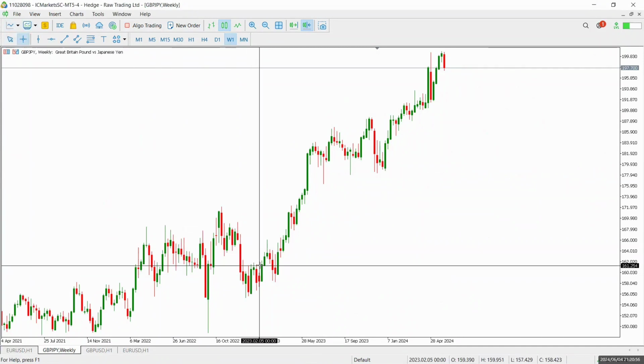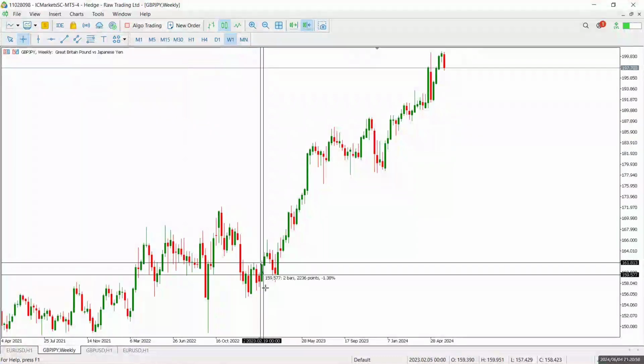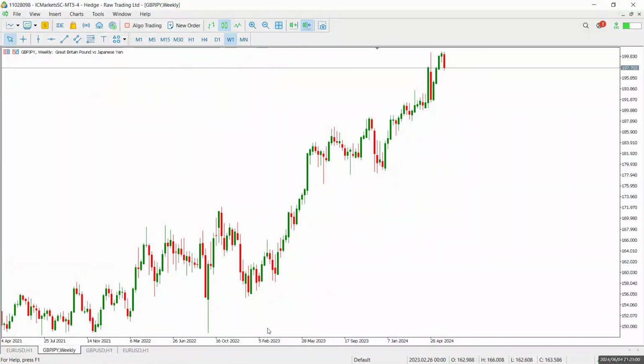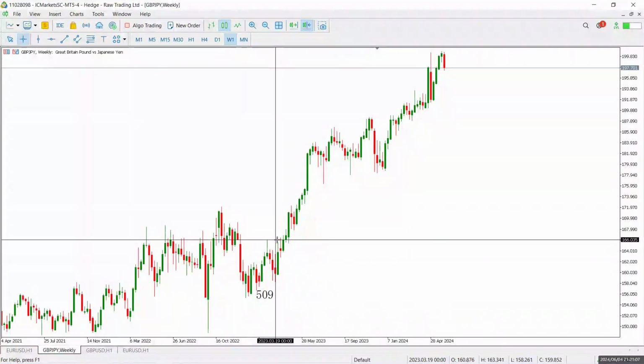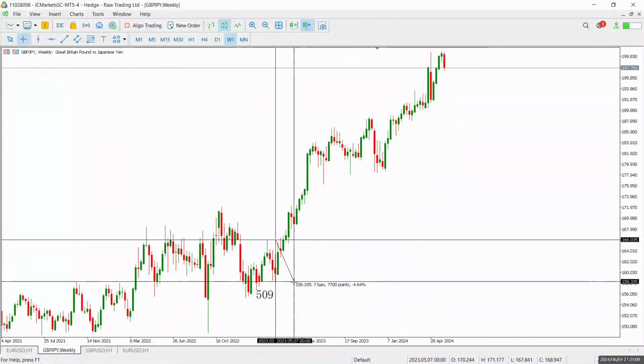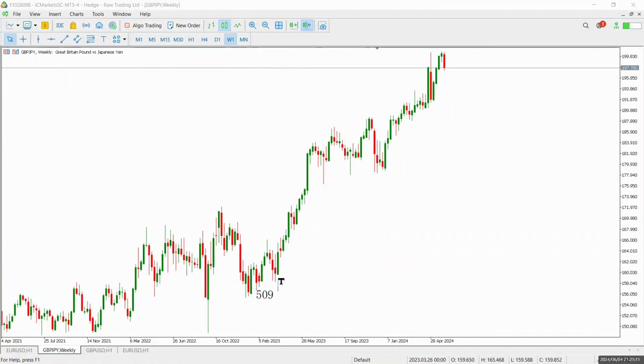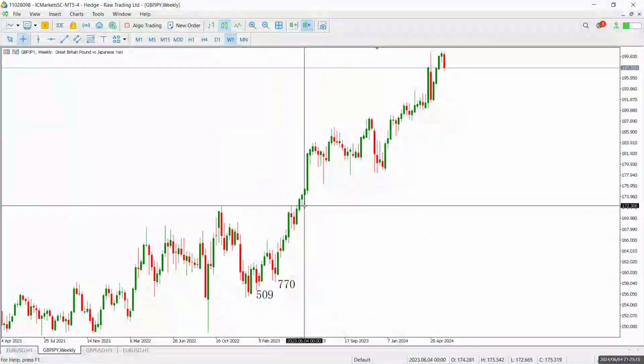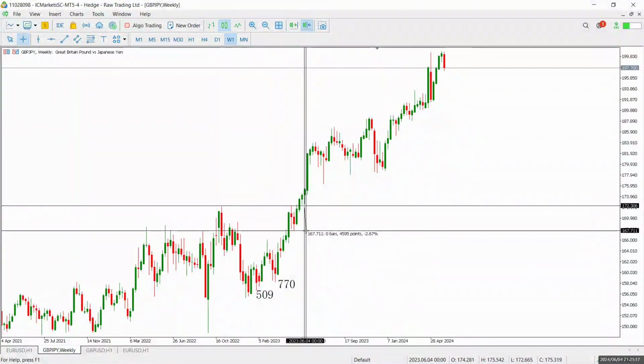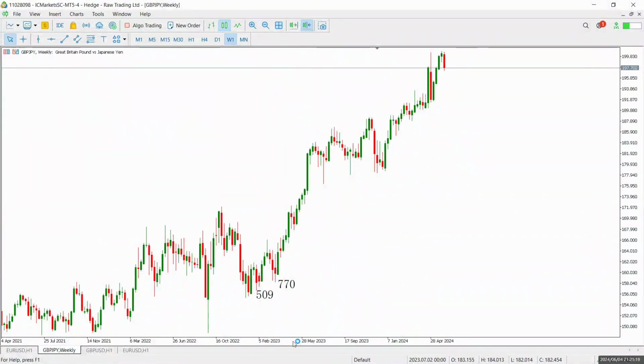For the first one, from the highest point right here to the lowest point right here, this is 509. Then for the next one, from the highest point right here to the lowest point right here, this is 770. Then we can see a small one here, highest point and lowest point, 459.